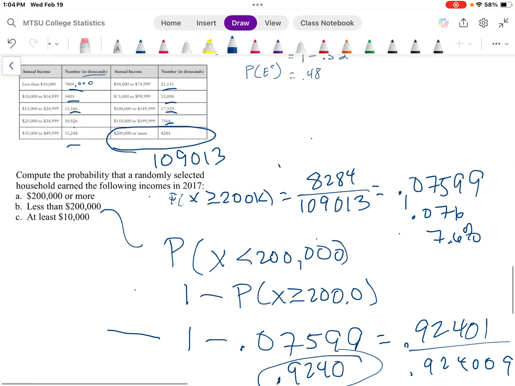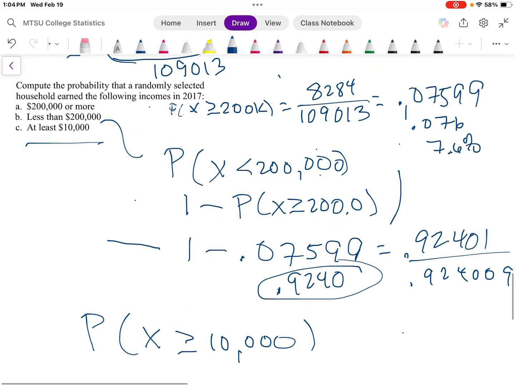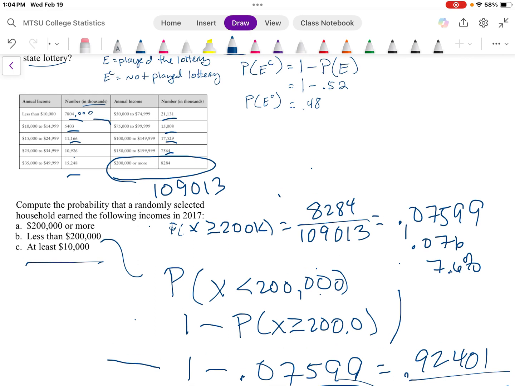What is the probability that it's at least 10,000? So the probability that our event is at least, which means greater than or equal to 10,000. Well, again, that would cause me to add up all these numbers that I just circled there, all of those together, and divide it by the 109,013,000. Or I can use the complement. So basically, if I do 1 minus that event, then that tells me what all that other stuff adds up to be as a percentage.